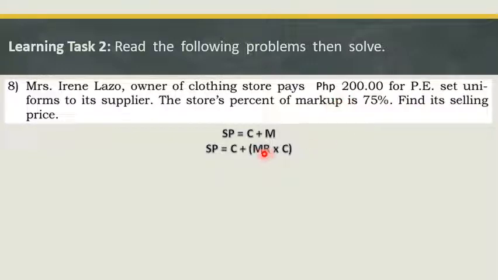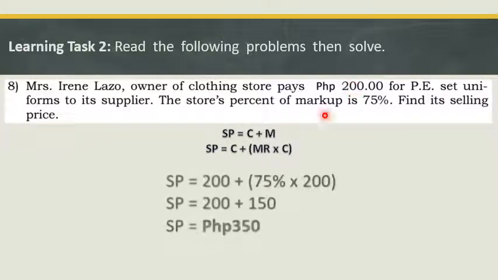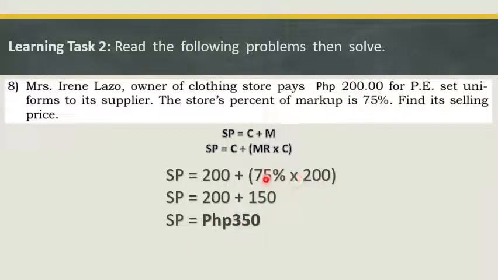So, paano kinukuha yung markup? So, multiply lang natin yung markup rate sa cost. So, ang markup rate natin is 75%, ang cost natin is 200 pesos. So, ito muna. So, 75% times 200. So, 0.75 times 200 is 150. Then, i-add natin sa cost na 200 pesos. So, 200 plus 150 is 350 pesos.